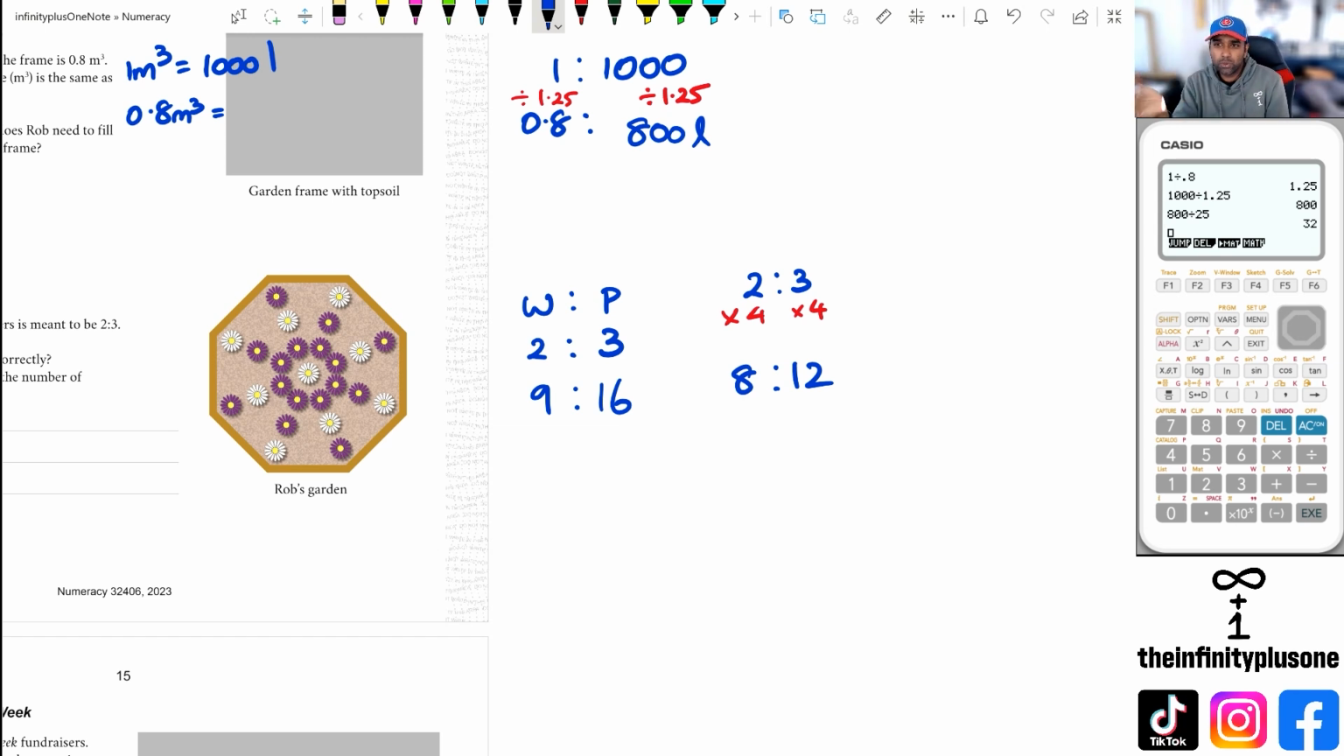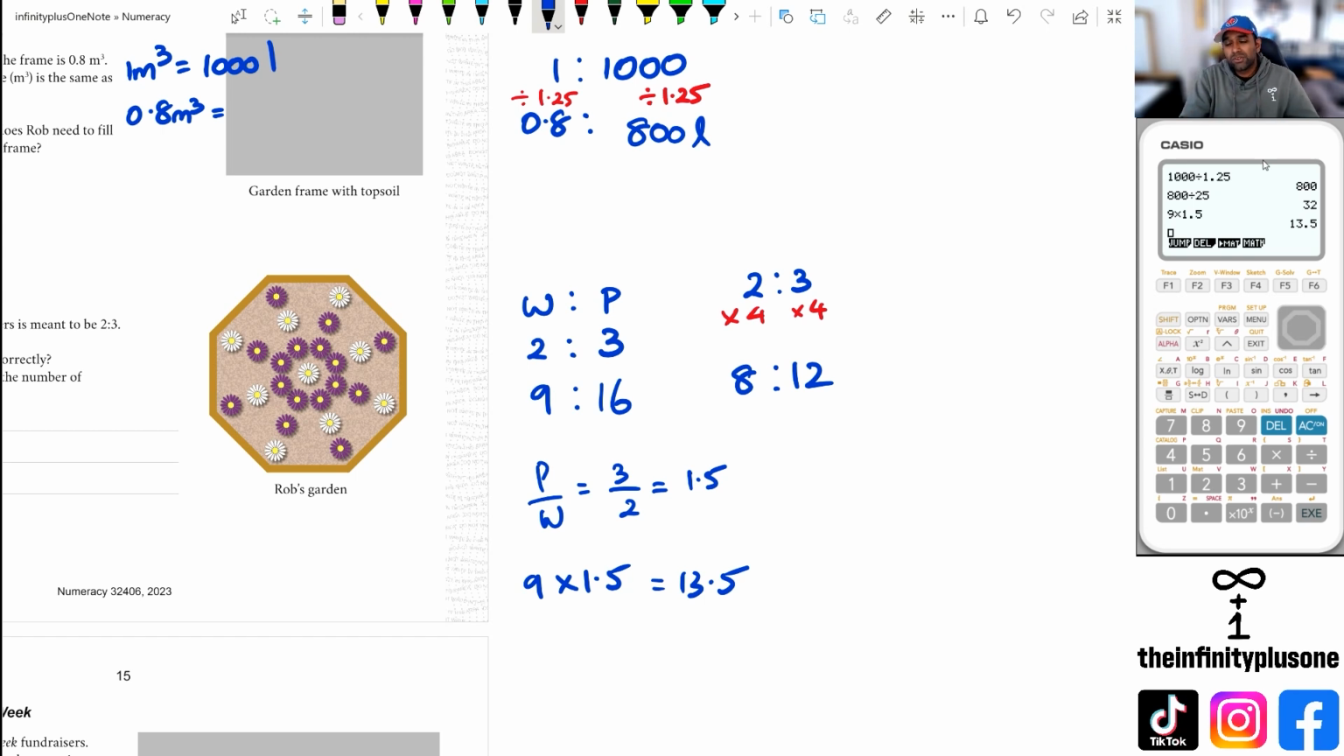Now there's so many ways in which you can do this question. You could look at how many purple flowers per white flower. So if you were to do that, the purple to white ratio is 3 to 2, or 3 over 2, which is the same thing as saying 1.5. That means if you plant 9 flowers, 9 times 1.5 is actually going to give you 13.5.